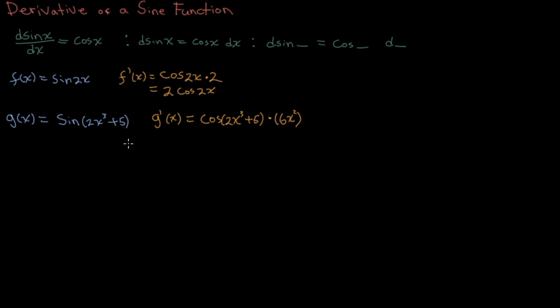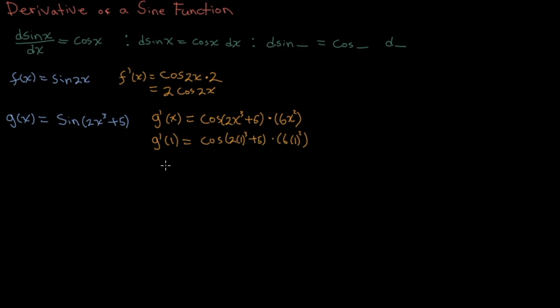Okay, so let's say that you were given this function. They said, okay, what I want you to do now is evaluate g prime, evaluate the derivative at 1. We would just sub 1 in and we would get our answer. So in this case it would be cos 2 times 1 cubed plus 5 times 6 times 1 squared.